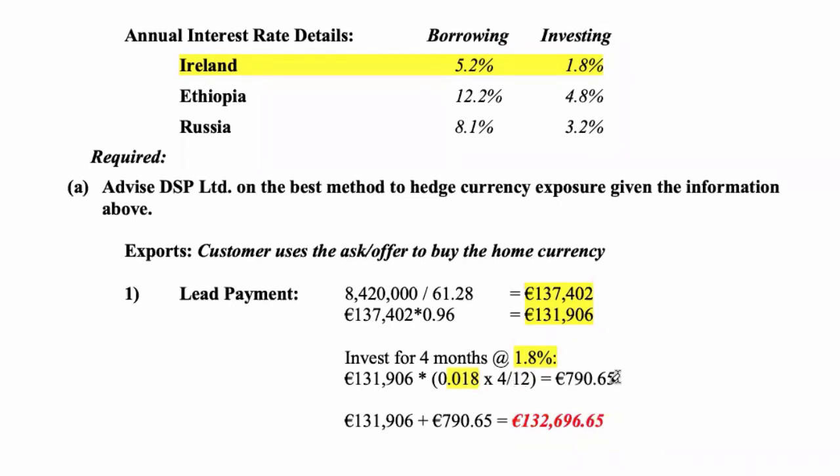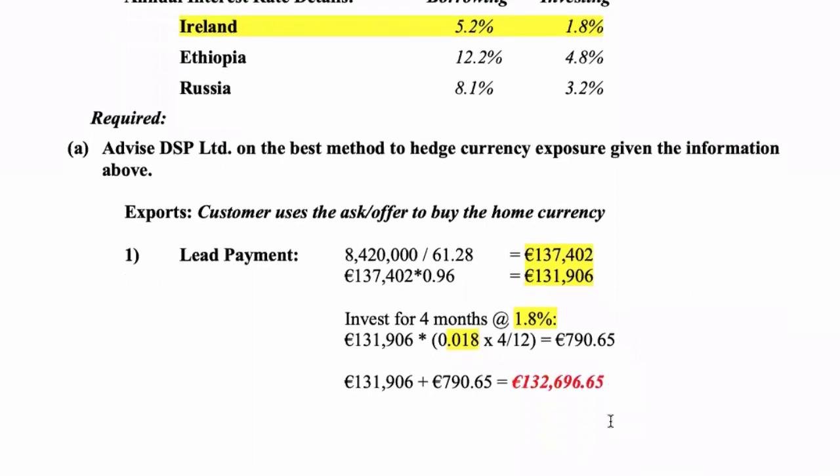And for those 4 months, we're going to earn interest of about €791. So our money has slightly grown from 131,906 to 132,696. So we've recovered a little bit of the discount that we had offered, but not much, but it's something. So we're going to take that with us. That's one solution. That's why I have it highlighted here in red.